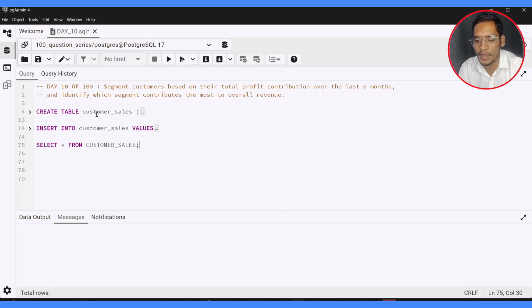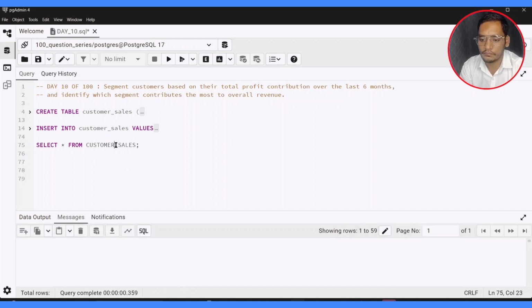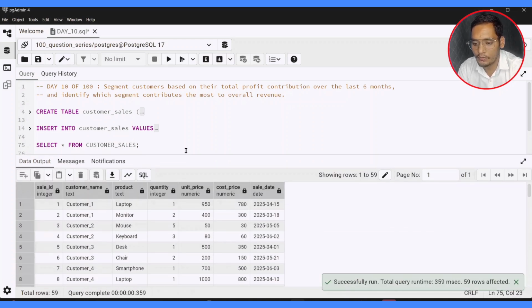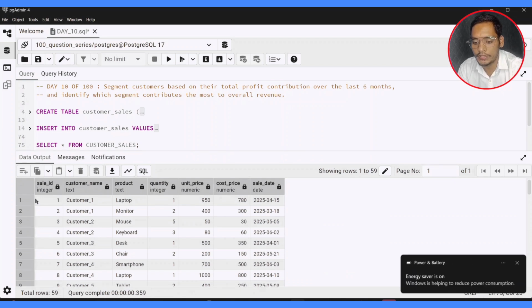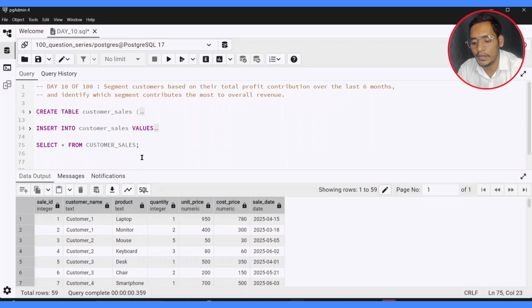We have this table called customer_sales, and I've inserted some values inside it. So let me run this query here. And this is the data that we are going to use today for the question. In this table, we have columns like sales ID, customer name, product, quantity, unit price, cost price, and sale date. So guys, this is all about the data that we are going to use today. So let's start writing queries and find the solution for today's question.